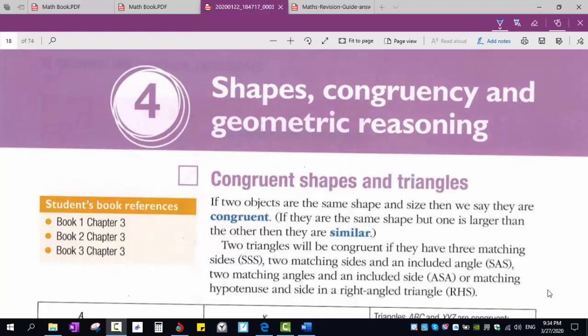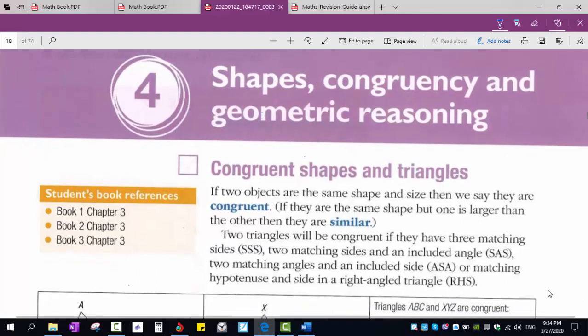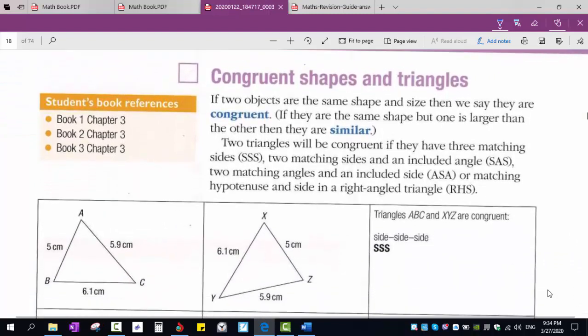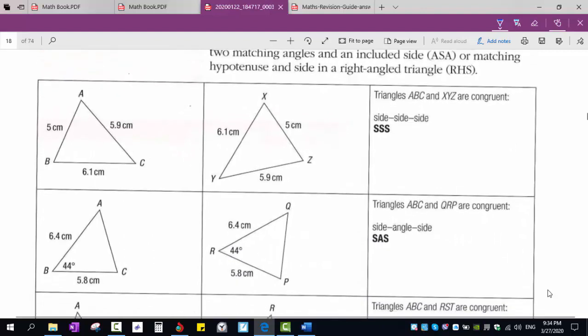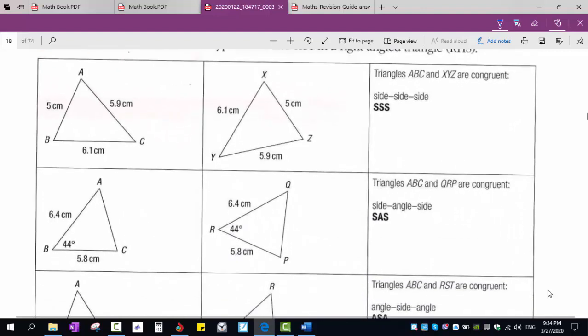This is revised for checkpoint book, unit 4, and it's lesson 4 actually. This unit focuses on shapes, congruency, and geometric reasoning. Congruency between two triangles is quite easy. We have 4 rules to follow.